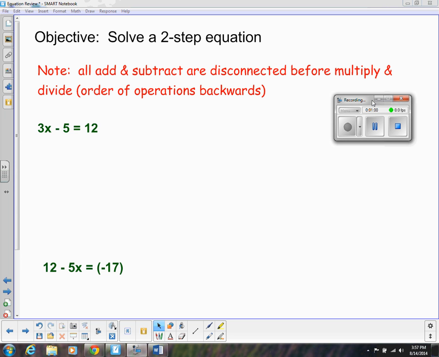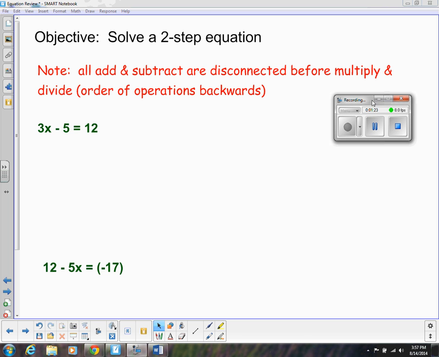Order of operations says that multiply, divide comes before add and subtract. But that's like going to the house. That's when x is all by itself on one side of the equation. What we're doing now is x is not alone. So when we go to disconnect, we have to go bottom up from order of operations. So we must disconnect all add and subtract first, and then multiply and divide.